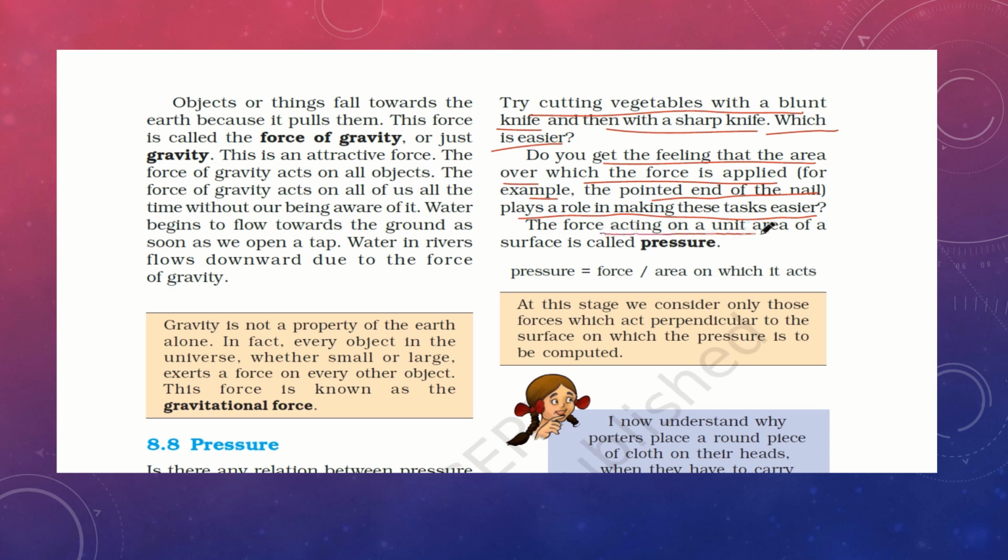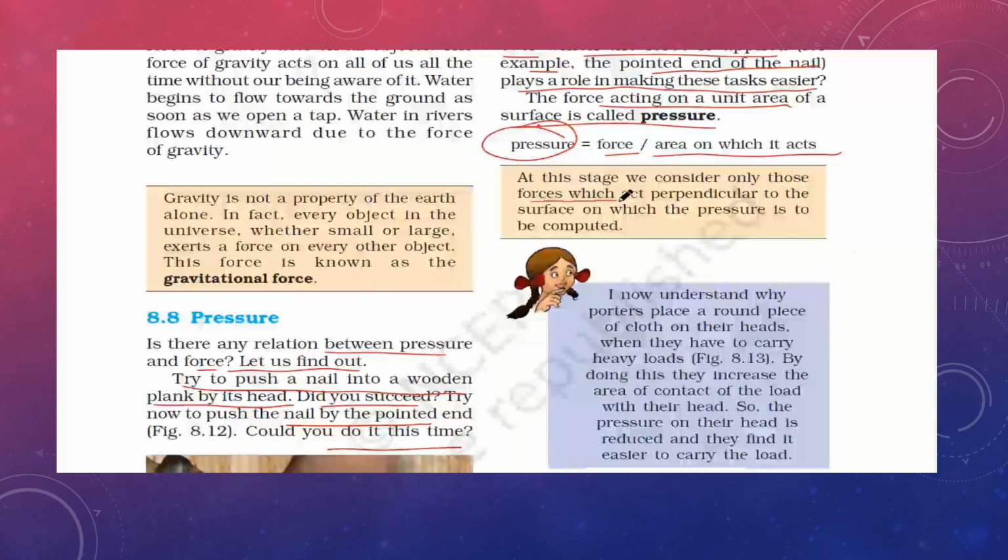So the force acting on a unit area of a surface is called pressure. So what is pressure? Pressure is force per unit area on which it acts. At this stage, only those forces which act perpendicular to the surface on which the pressure is to be computed are considered. If this is the wooden plank and you are trying to insert a pointed nail, it acts perpendicularly on the surface, and that is the pressure to be computed.